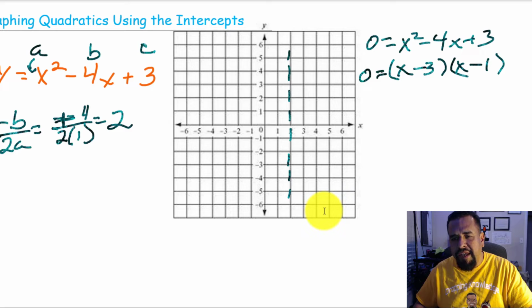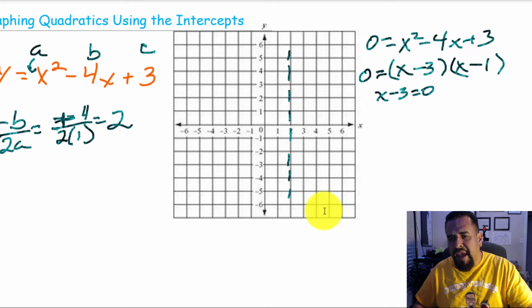What does this really mean? It means that I have x minus 3 equal to 0 and x minus 1 equal to 0.